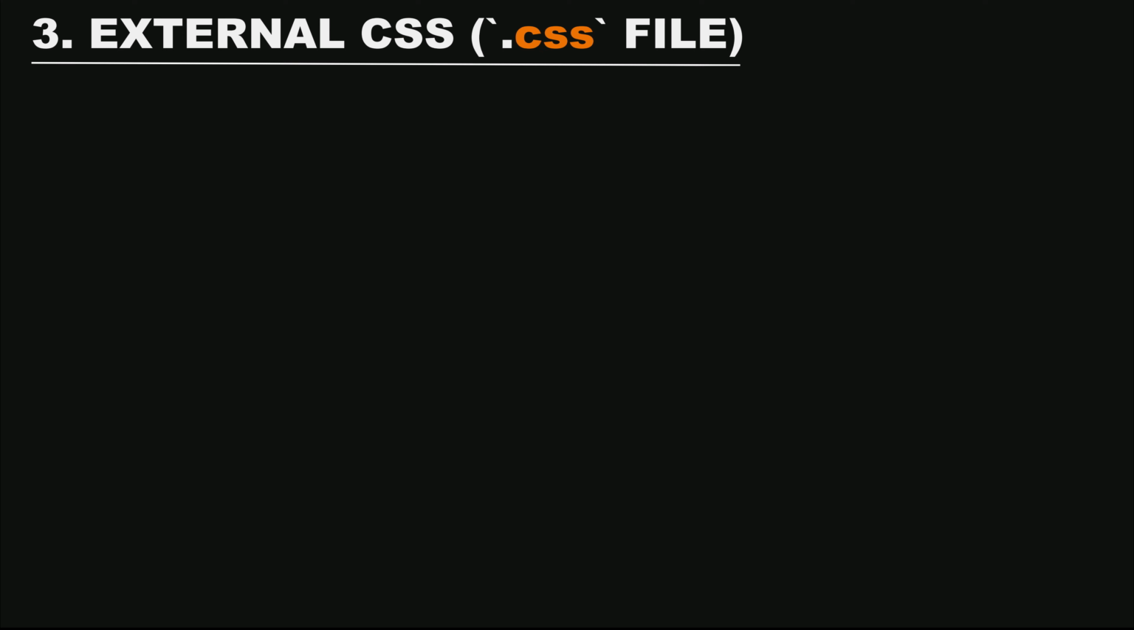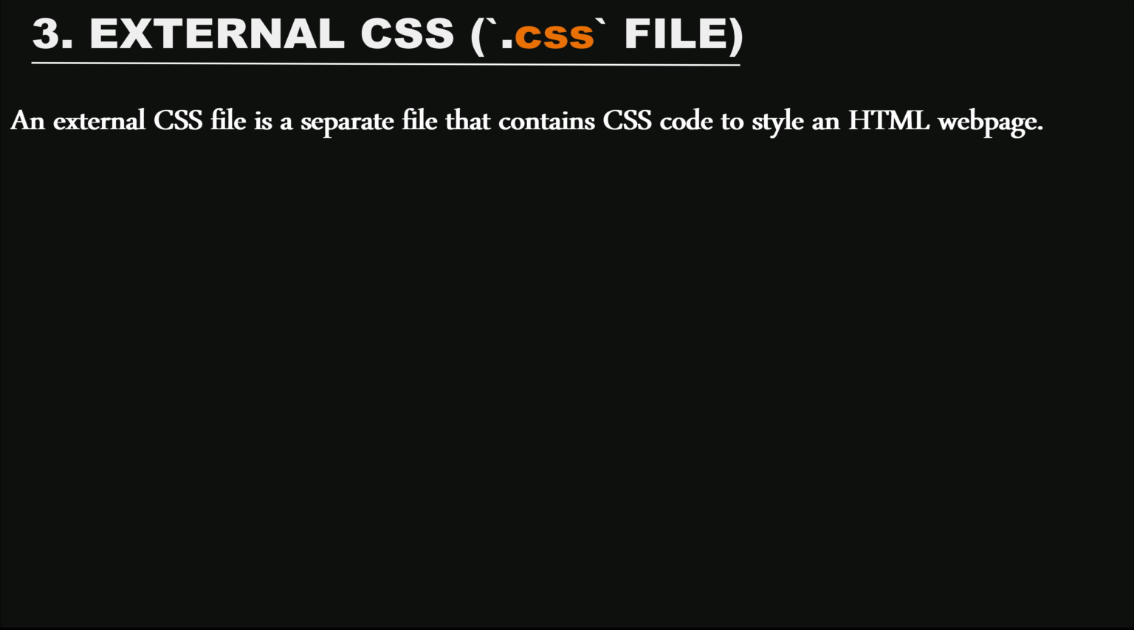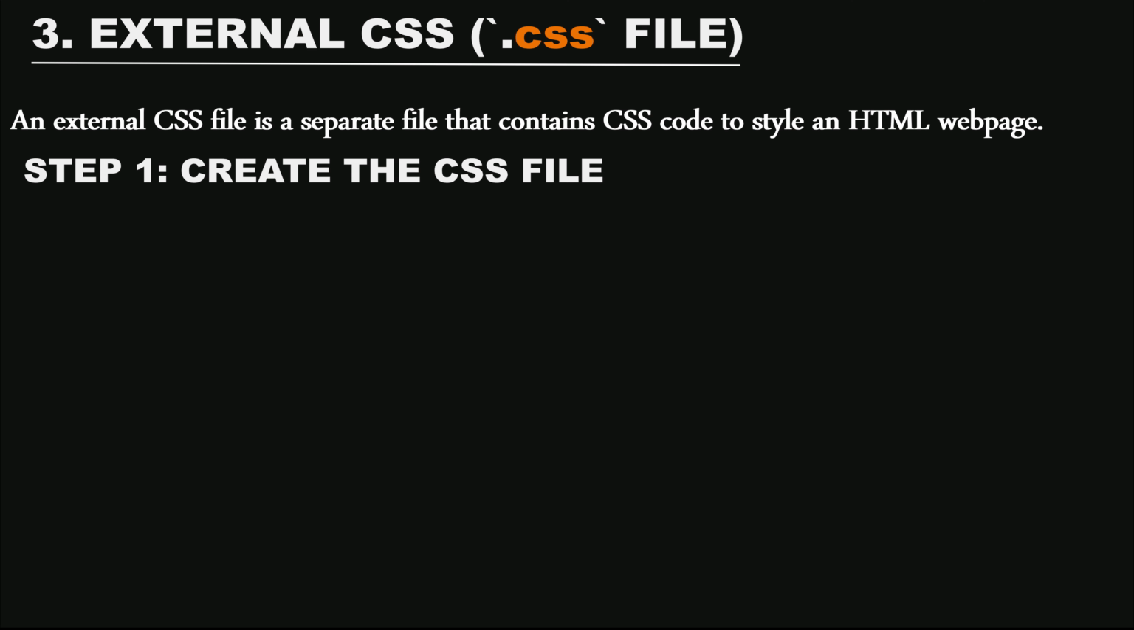3. External CSS with .css file extension. An external CSS file is a separate file that contains CSS code to style an HTML web page. It is saved with a .css extension and linked to the HTML file using a link tag. To create an external CSS file and link it to an HTML file, follow these steps. Step 1. Create the CSS file.